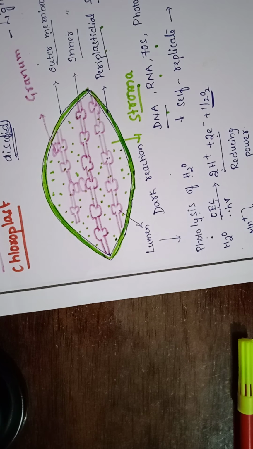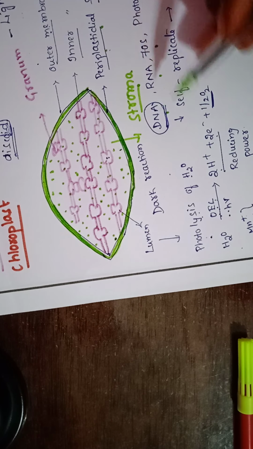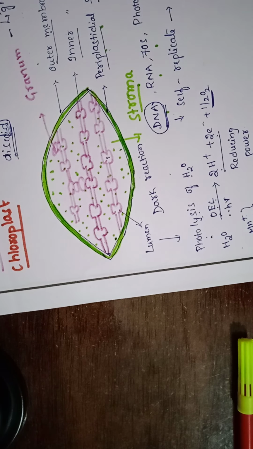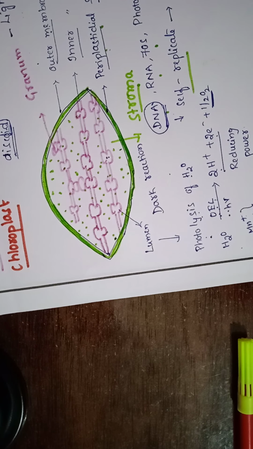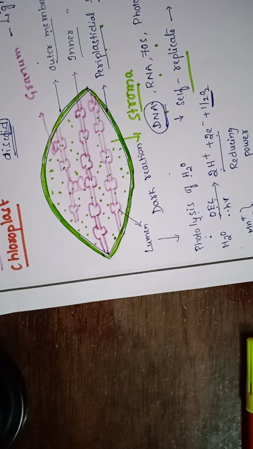The important thing here is DNA. Due to the presence of DNA, like mitochondria, the chloroplast can self-replicate. As it can self-replicate, the chloroplast along with the mitochondria is called semi-autonomous organelles. Here two cell organelles are called semi-autonomous organelles. They are nothing but chloroplast and mitochondria.